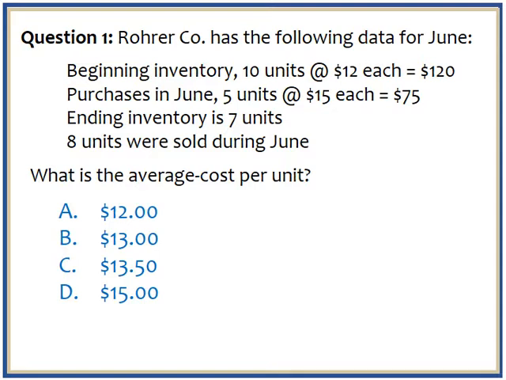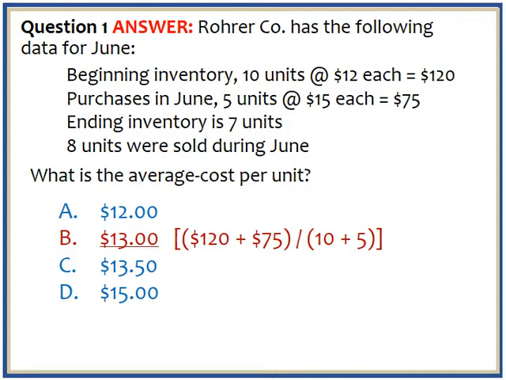The first question reads, Roar Company has the following data for June. Beginning inventory, 10 units at $12 each equals $120. Purchases in June, 5 units at $15 each equal to $75. Ending inventory is 7 units and 8 units were sold during June. What is the average cost per unit? The choices are $12, $13, $13.50, or $15.